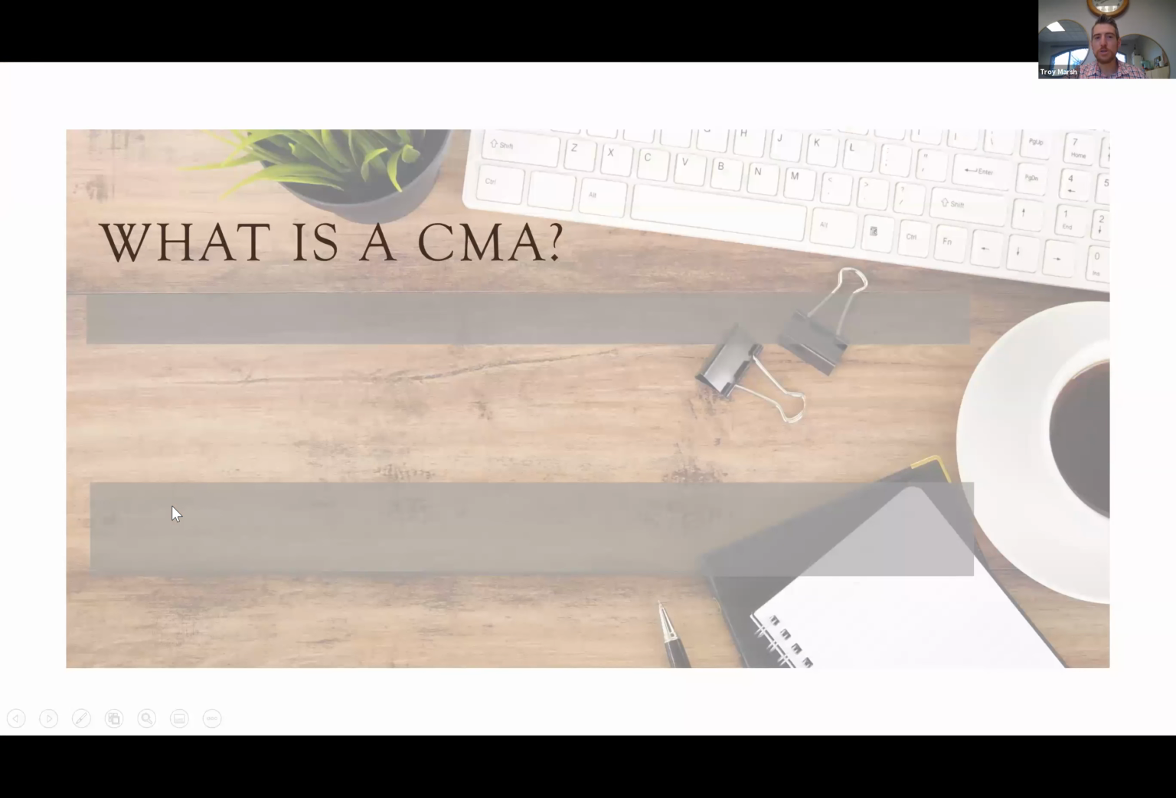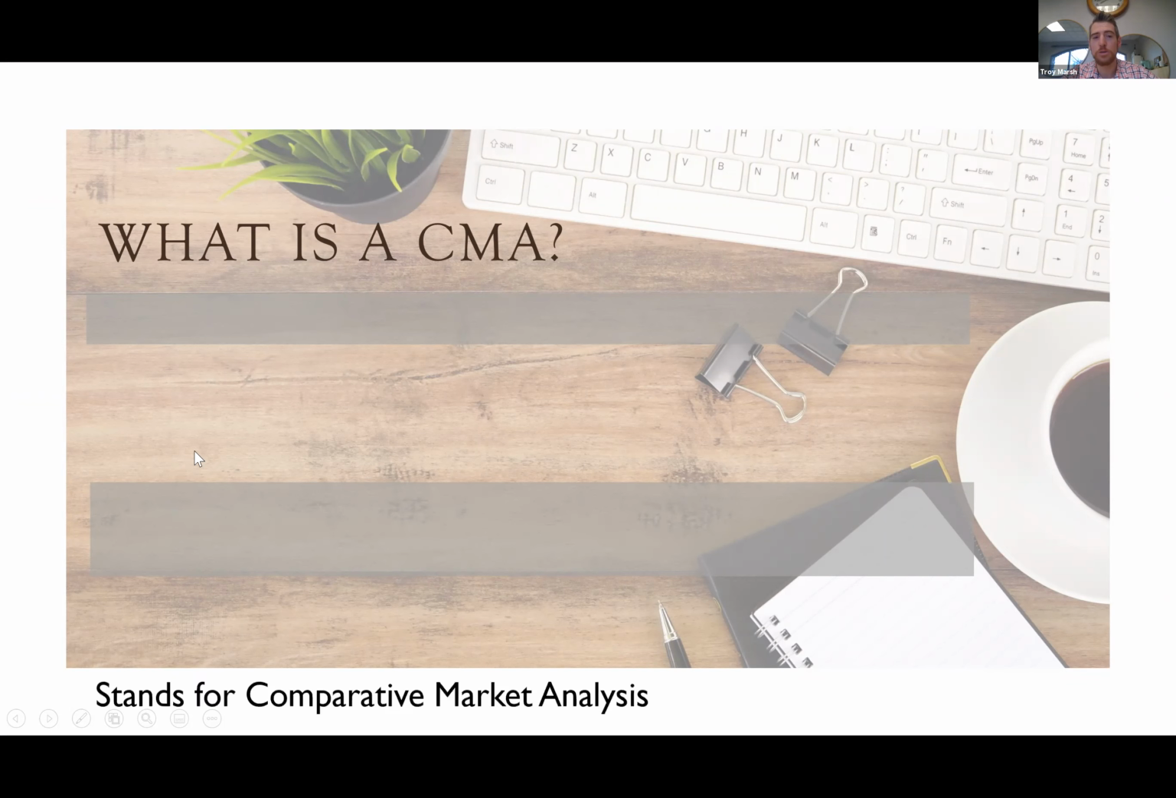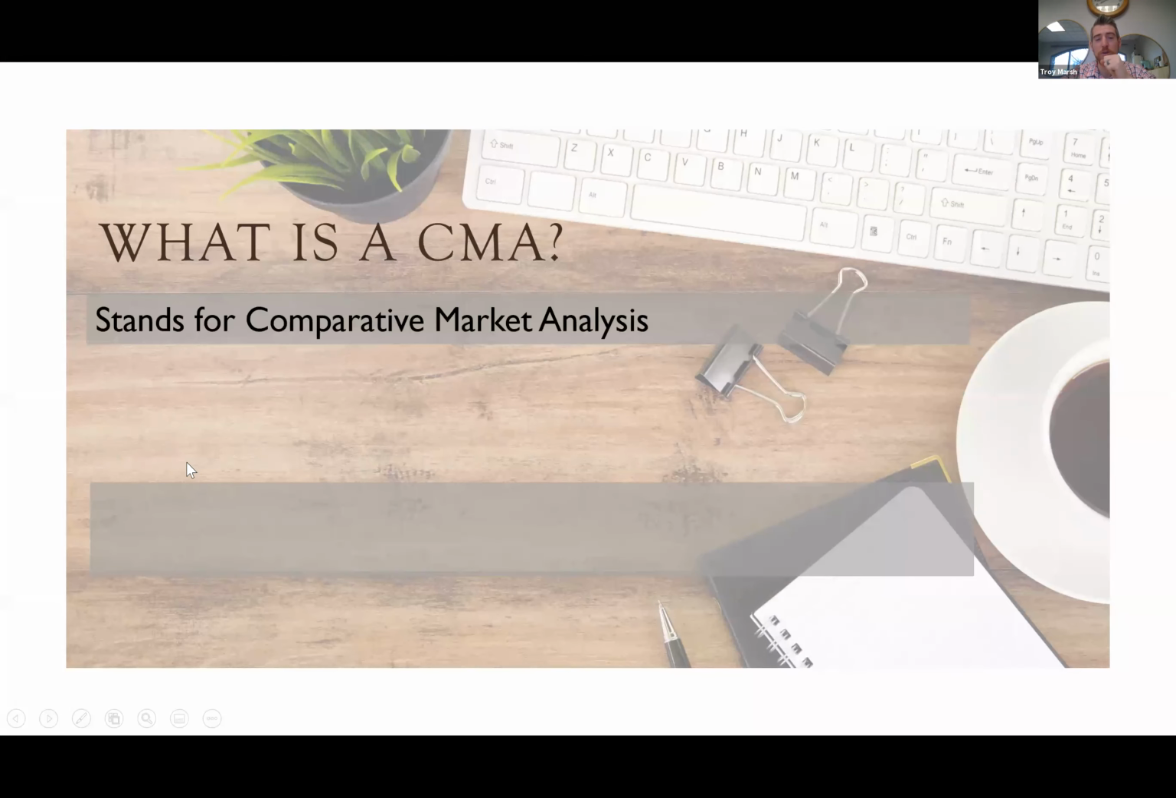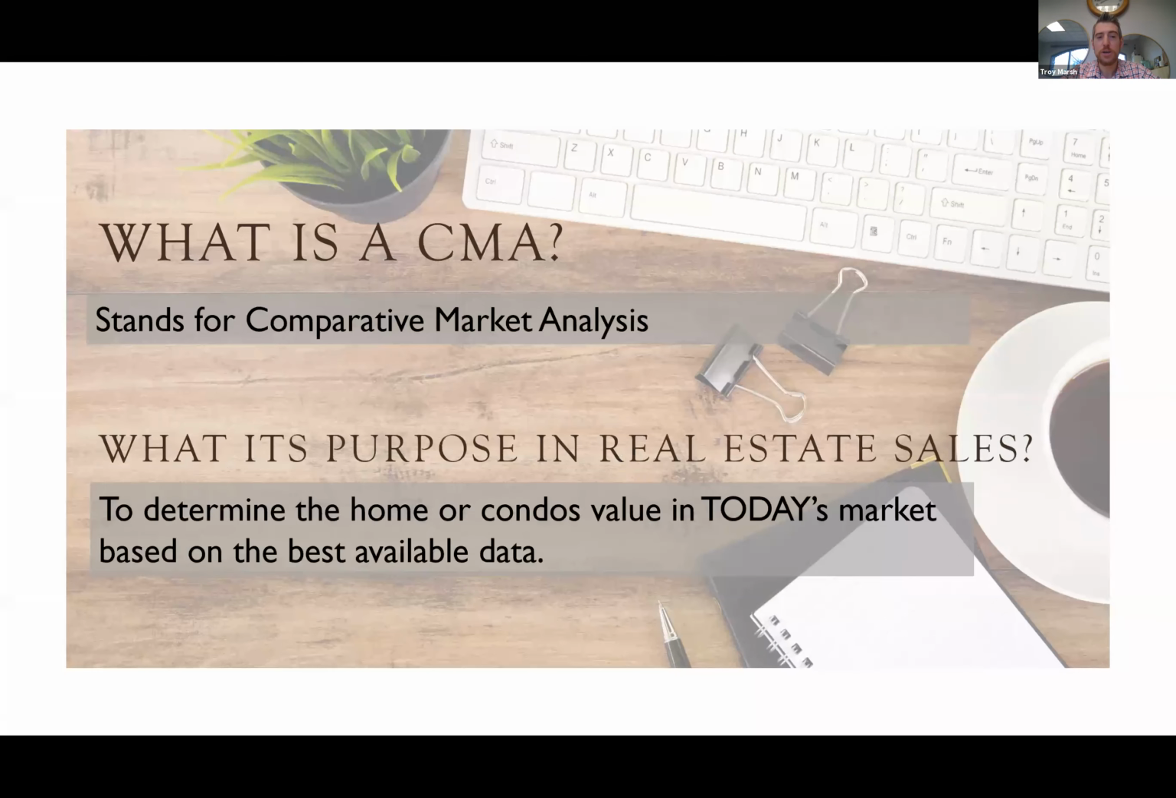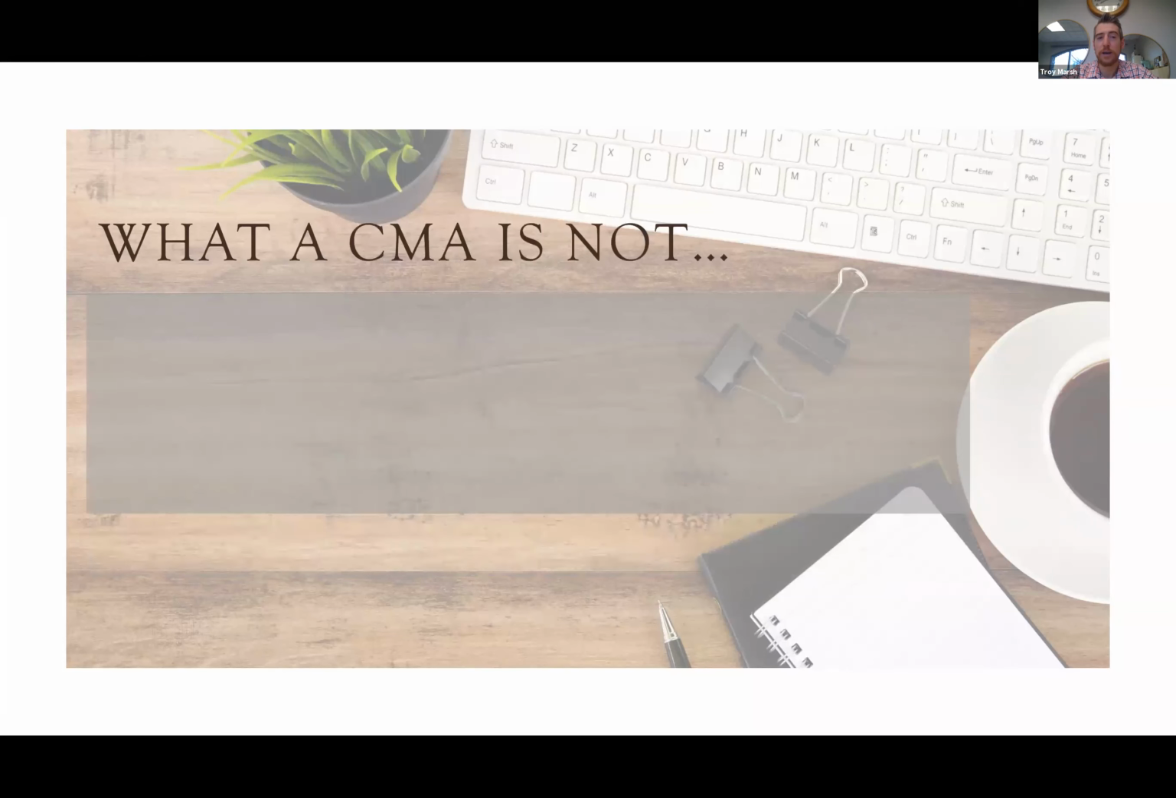What I thought we could start with is just, what is a CMA? And I guess this is my definition. I didn't look up Webster's or anything, which I probably should have done, but it stands for Comparative Market Analysis. So basically, we're looking at a subject property and comparing it to the market. And what is the purpose of a CMA in a real estate sale? It's to determine the home or condo's value in today's market based on the best available data.